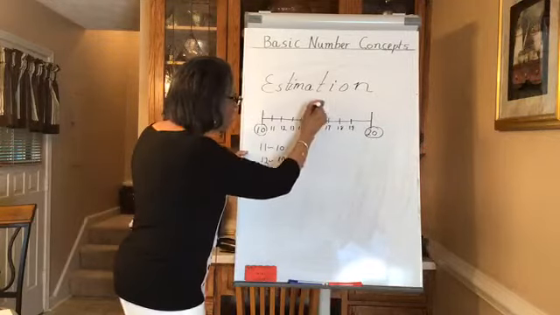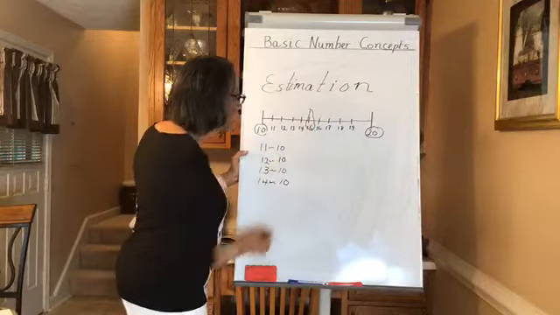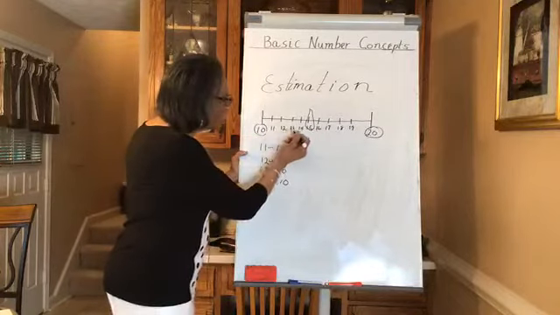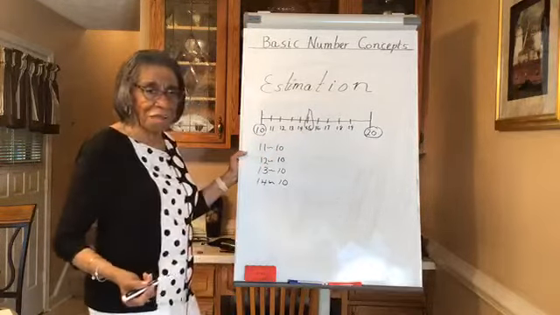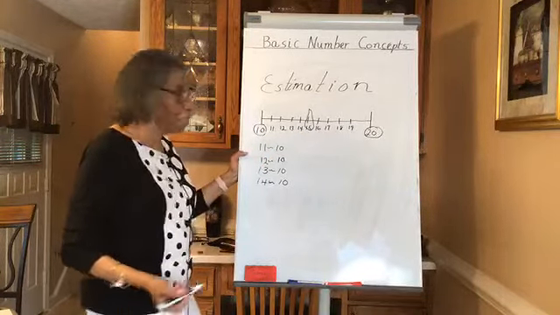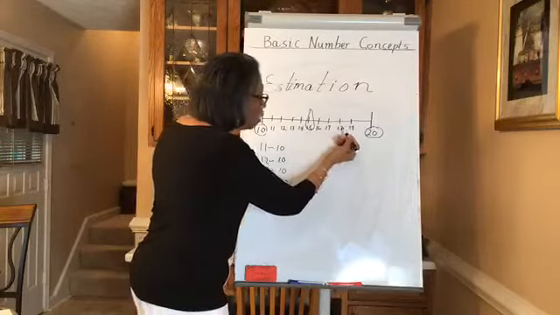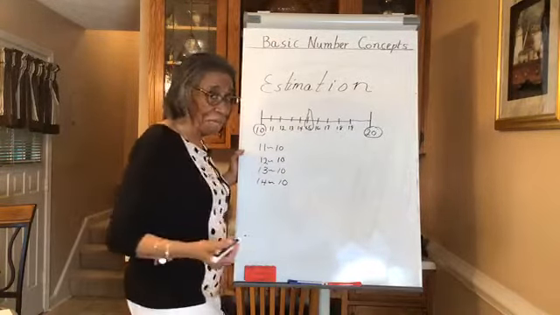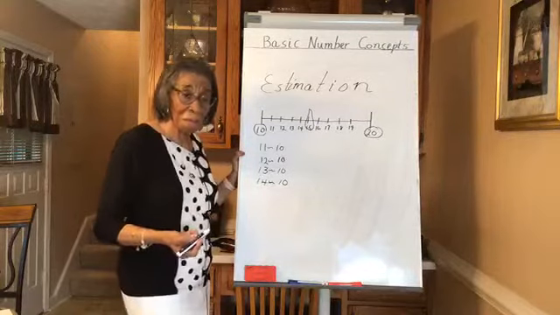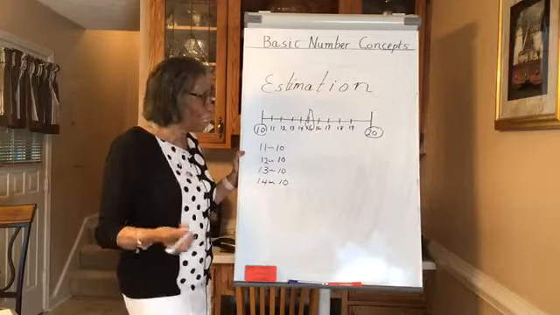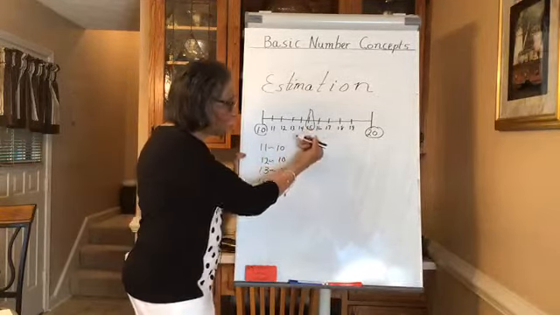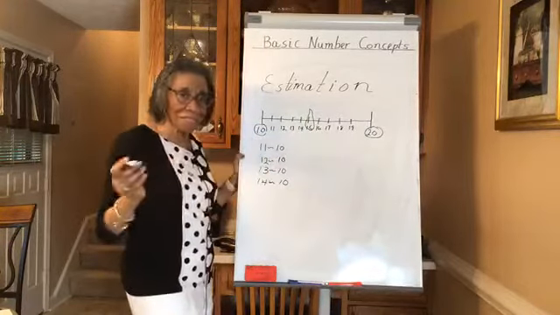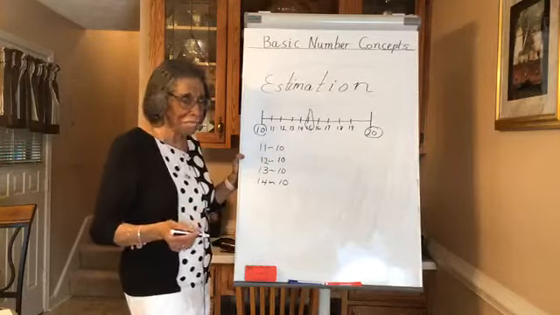Now, 15. I want to talk about 15. Well, 1, 2, 3, 4, 5. It's 5 spaces from 10. 1, 2, 3, 4, 5. It's 5 places from 20. So you can't say 15 is closer to 20 than it is to 10 because it's exactly halfway between.